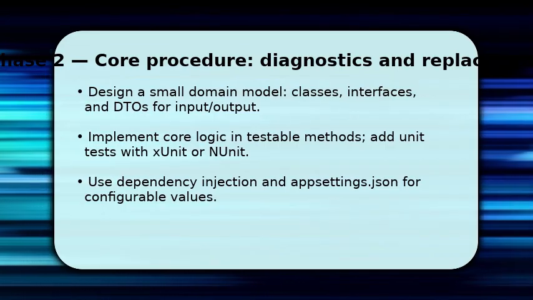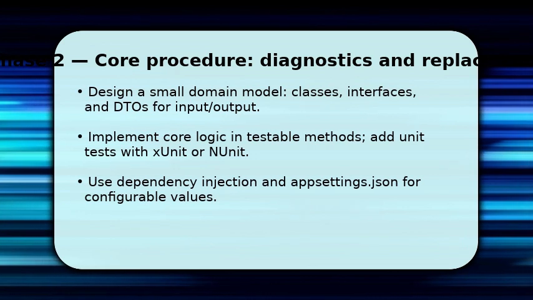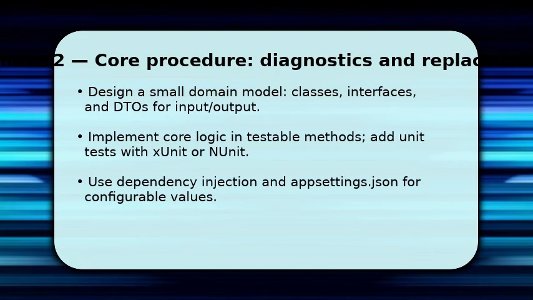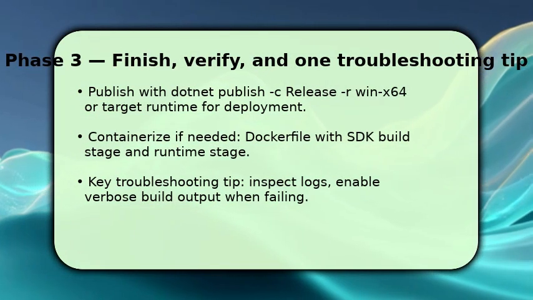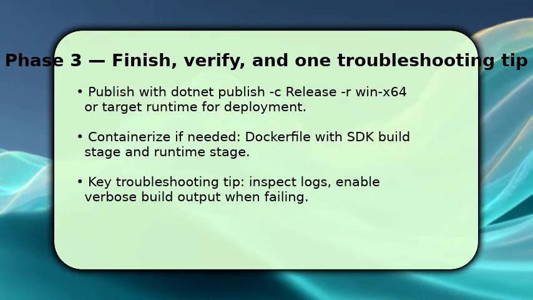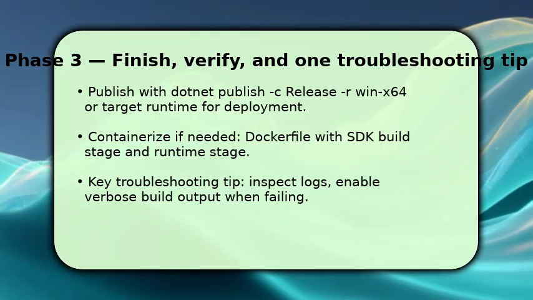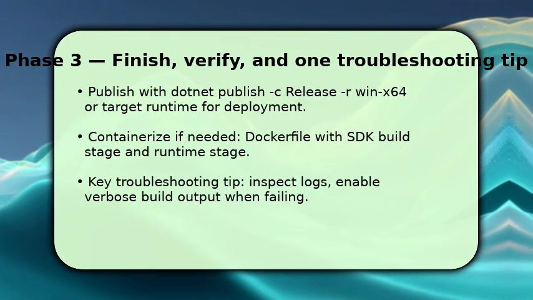These steps ensure your app scales, remains maintainable, and finish by producing a deployable artifact and verifying it runs in the target environment. Use dotnet publish -c Release -r runtime to create a self-contained output, or build a Docker image using a multi-stage Dockerfile to keep images small.